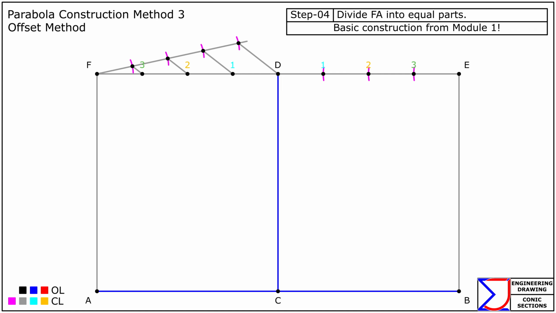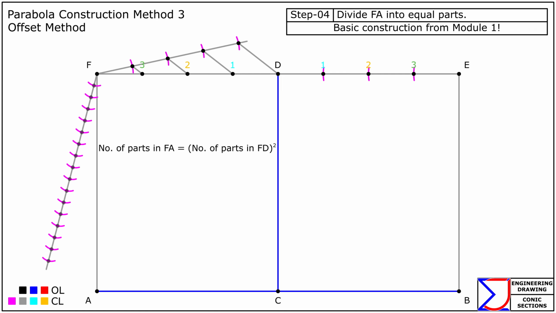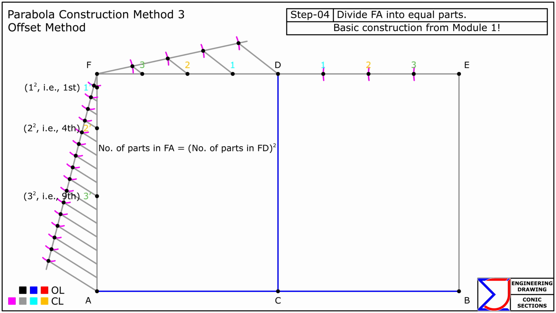Similarly, divide FA into 16 equal parts, as this is the square of the number of divisions made on the FD, and mark the points accordingly, as shown. Then, using these same division lengths, mark corresponding points along EB.